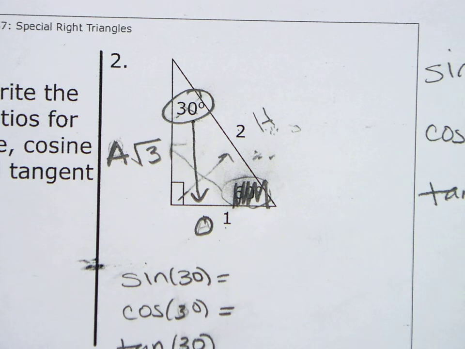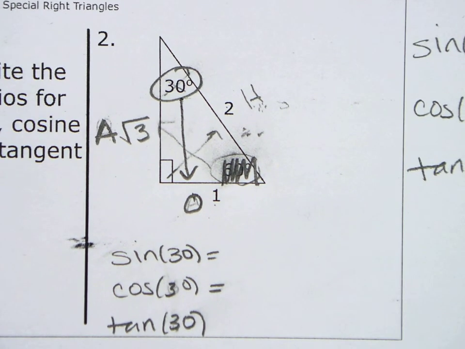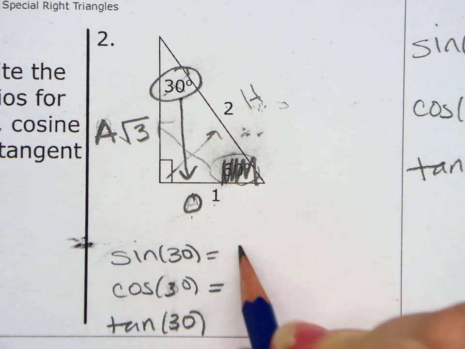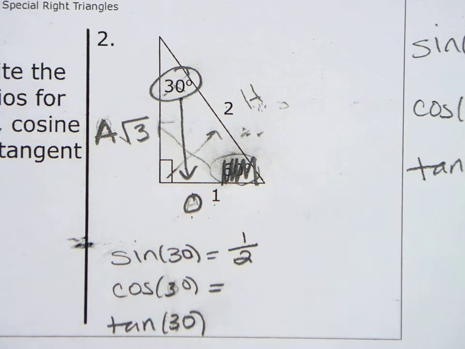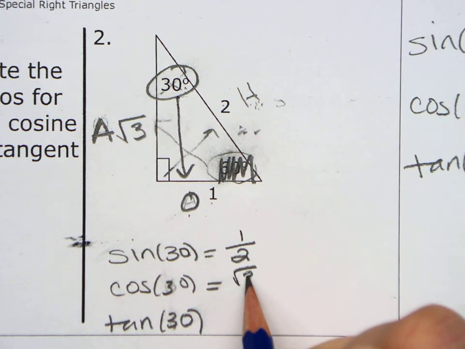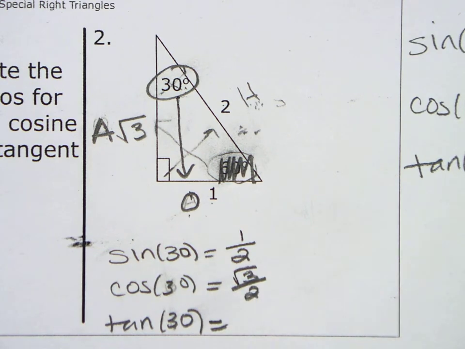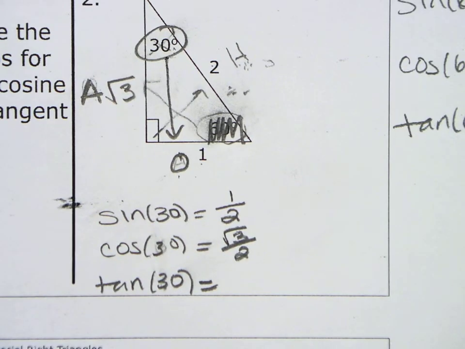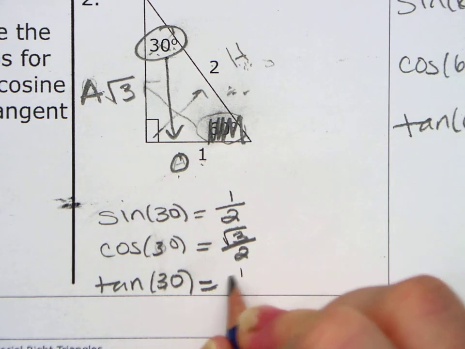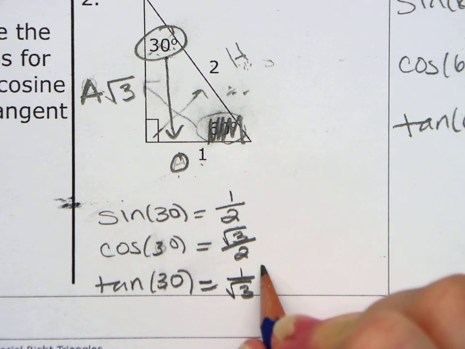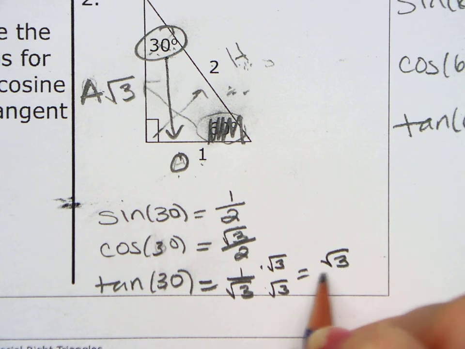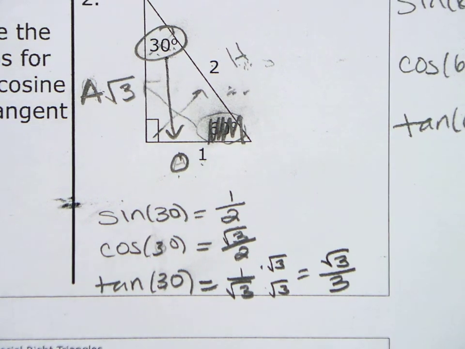So what is your sine of 30? Opposite over hypotenuse. So 1 over 2. Cosine of 30, adjacent over hypotenuse, radical 3 over 2. So notice those just switched. Tan of 30 is a little more complicated. Opposite over adjacent, so 1 over radical 3. And again, we're going to rationalize. So times radical 3 over radical 3. Radical 3 over 3.